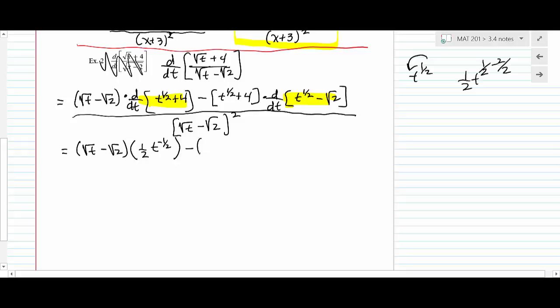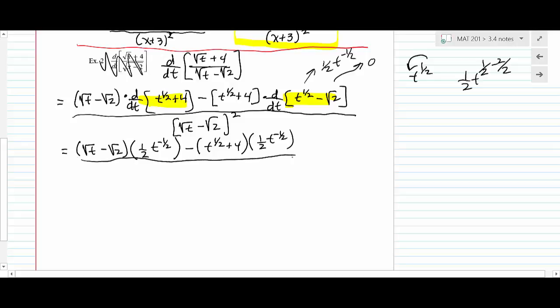Then we have minus t to the 1/2 plus 4. We don't do anything with that. Now we do the derivative of this. The derivative of this is the same, isn't it? So if you're doing the derivative of t to the 1/2, that's 1/2 t to the negative 1/2, and then the derivative of that constant is 0, so that's going to be the same. That's going to be 1/2 t to the negative 1/2 like that. Then it's all over the bottom squared. Okay, like that. Calculus is done. We do have to simplify, and you got to simplify these things all the way to the end. Does that look good?